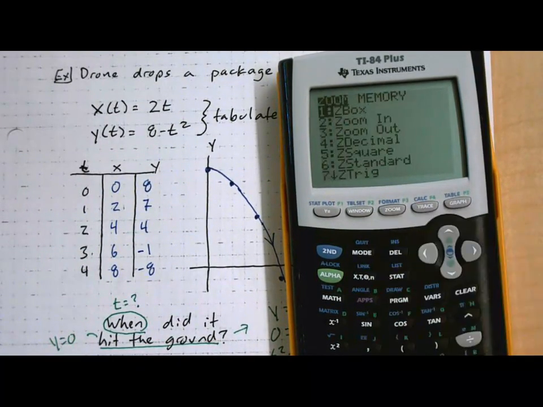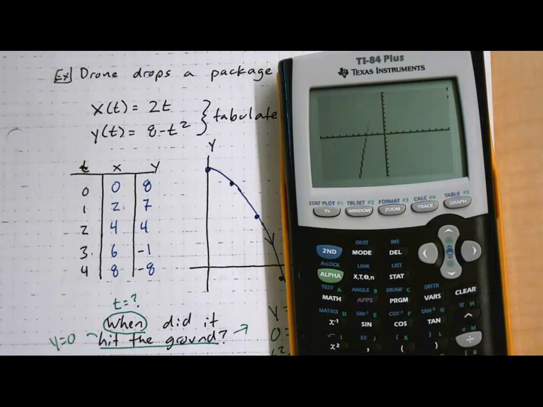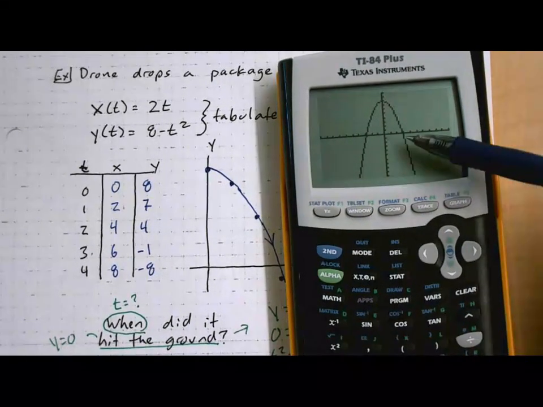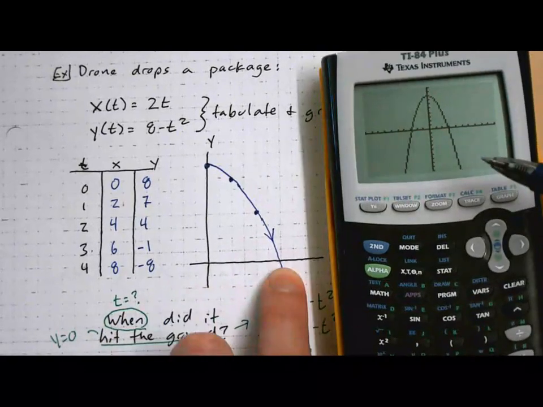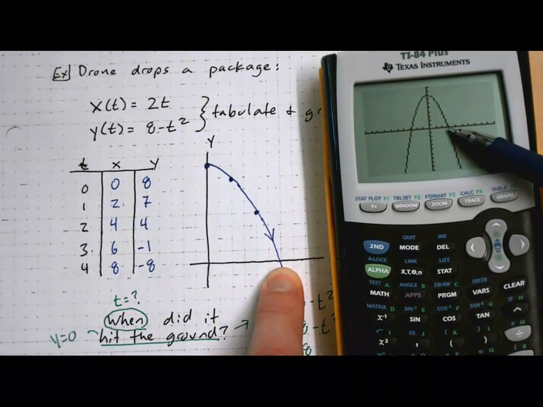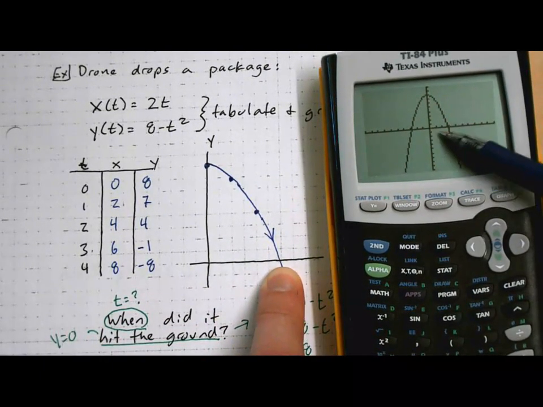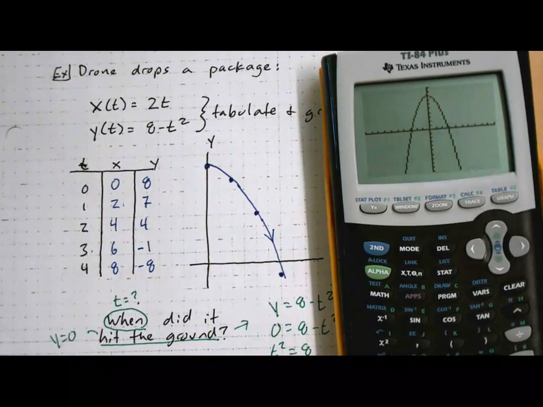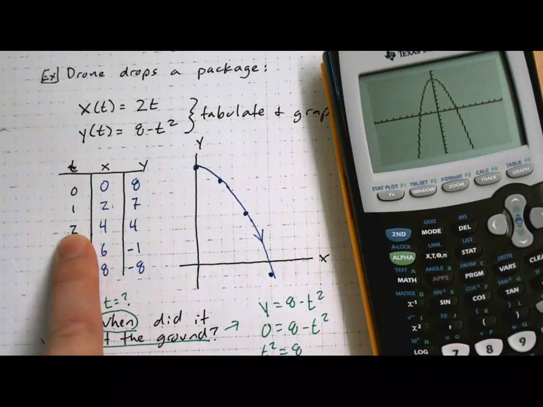So I'm going to go ahead and do zoom 6, my zoom standard window. And I do see a parabola. But notice that the x-intercept is not in the same place that it was a moment ago. It's not between 5 and 6. It's somewhere between 2 and 3. And why is it somewhere between 2 and 3? Because that's the time when we said it was going to be hitting.